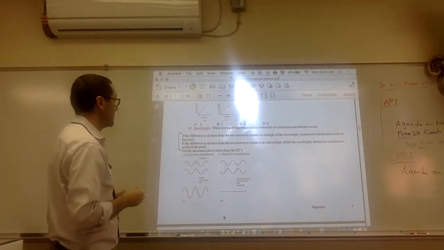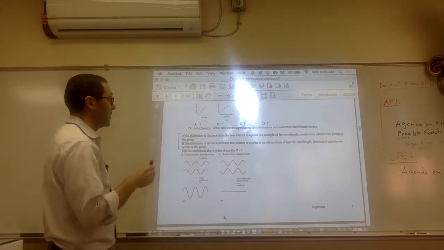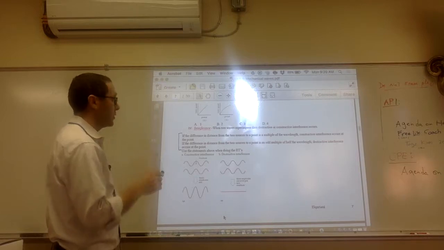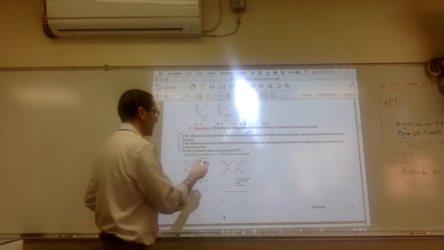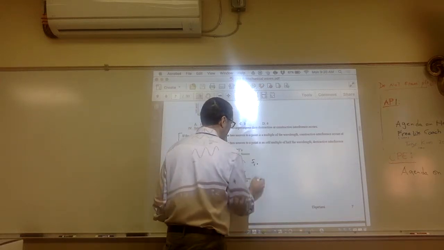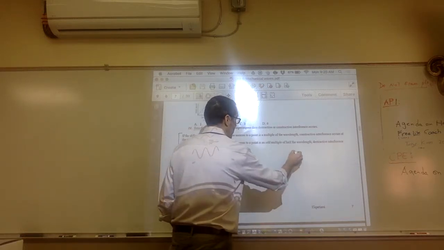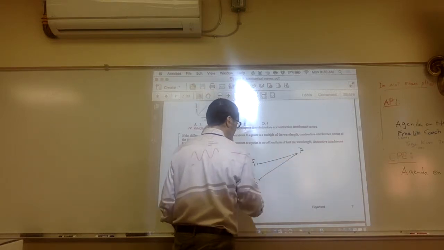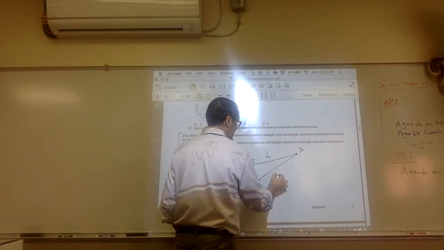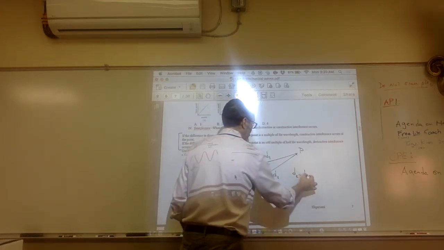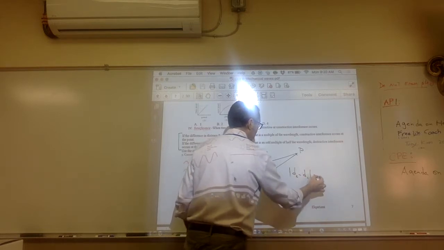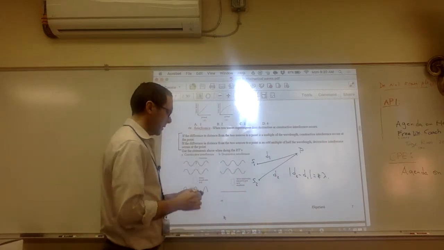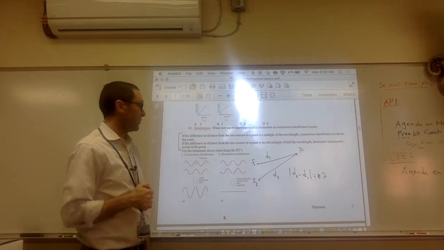Now, these two statements are extremely important here. If the difference in distance from the two sources to a certain point is a multiple of the wavelength, constructive interference occurs. We mean total constructive interference here. If you have a source S1 here and S2 here, and a certain point P here, and you measure this distance and this distance, let's say D1 and D2, then D2 minus D1 in absolute value, if that's a multiple of a full wavelength, you're going to have full constructive interference.